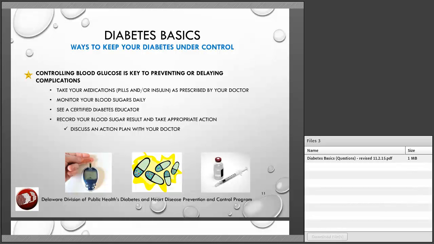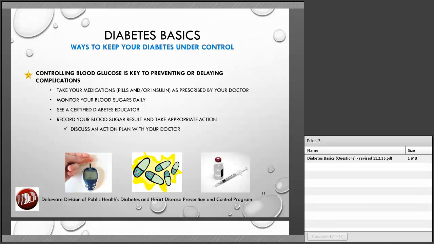The way to keep your diabetes under control is the key to preventing or delaying these complications. Take your diabetes medication as prescribed, either the pills or the insulin, usually given in a shot, exactly the way your doctor recommends. Monitor your blood sugar daily and keep a record of that. See a certified diabetes educator and make a plan for keeping all of the healthy habits going and the blood sugar at a healthy level.